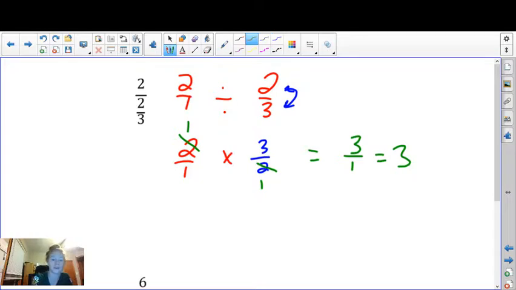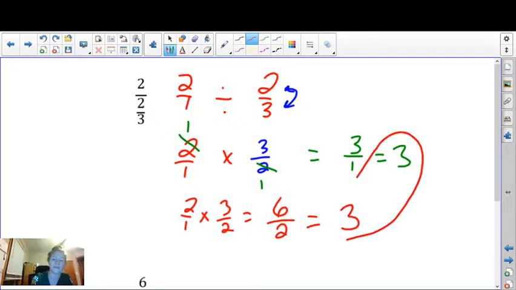Or I could go back to the original problem. Take top times top, which is 6, bottom times bottom, which is 2, and take 6 divided by 2, which is 3. You still get to the same answer. They're just different ways.